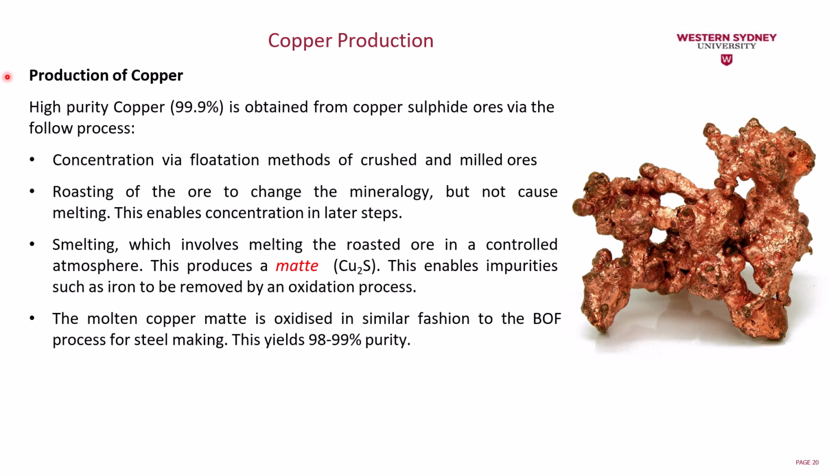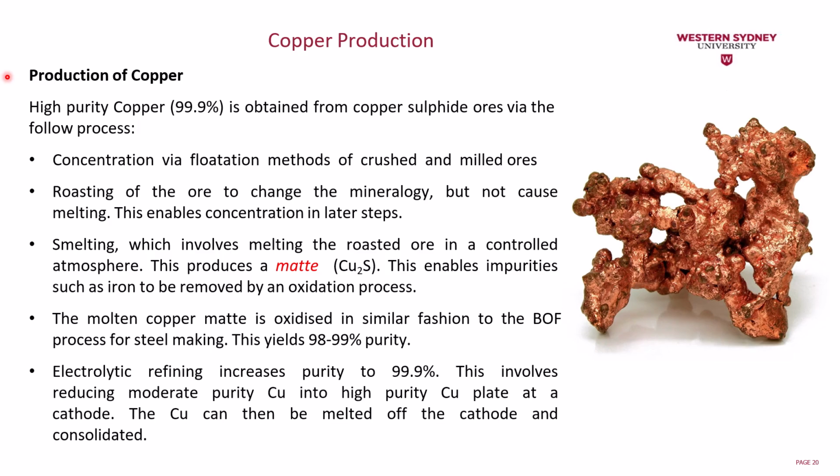The molten copper matte is oxidized in a similar fashion to the BOF process for steel making, and this will yield about 98 to 99% purity. The electrolytic refining increases the purity to 99.9%, and this will involve reducing moderate purity copper into a high purity copper plate at the cathode. Then the copper can be melted off the cathode and consolidated.